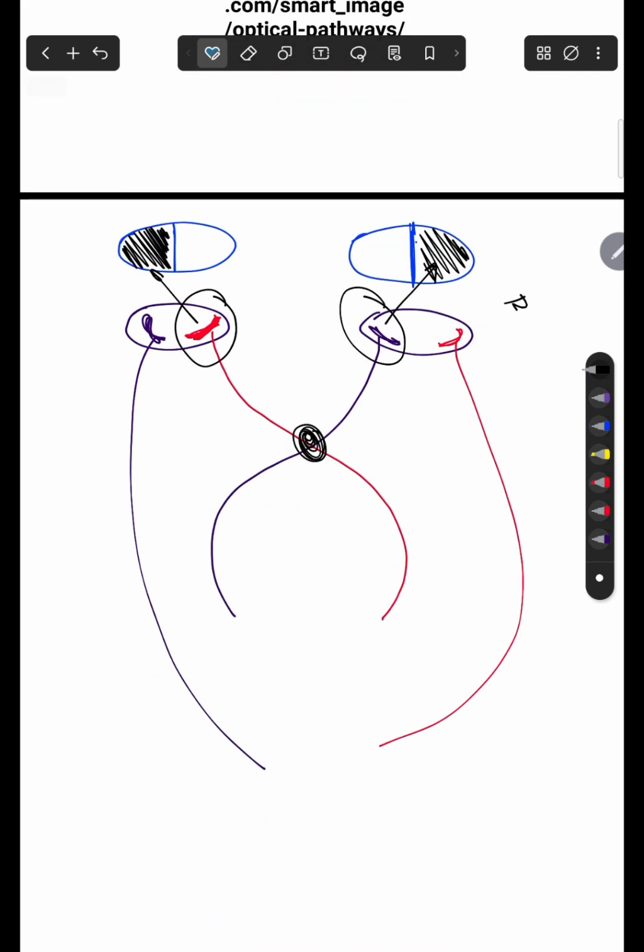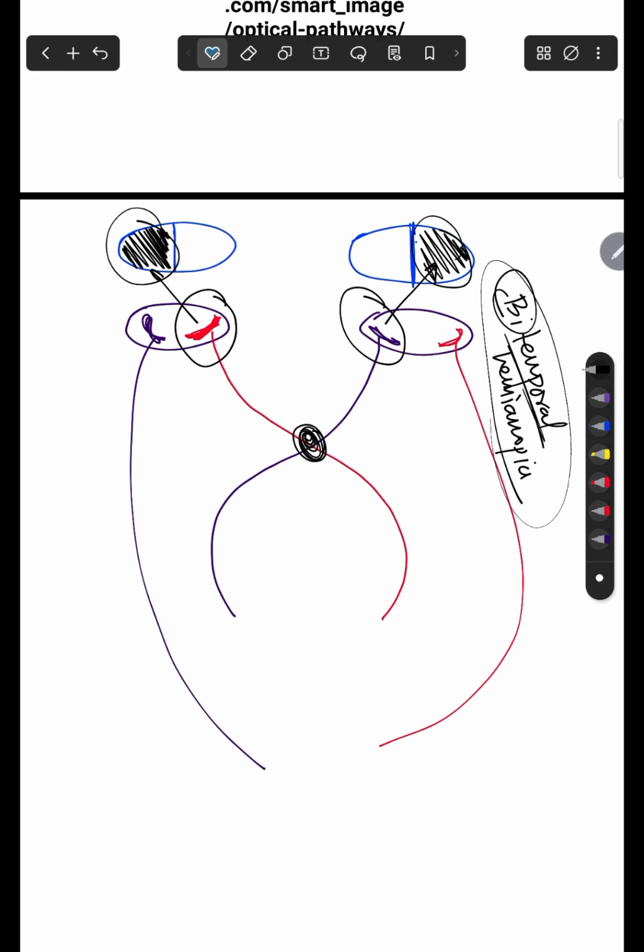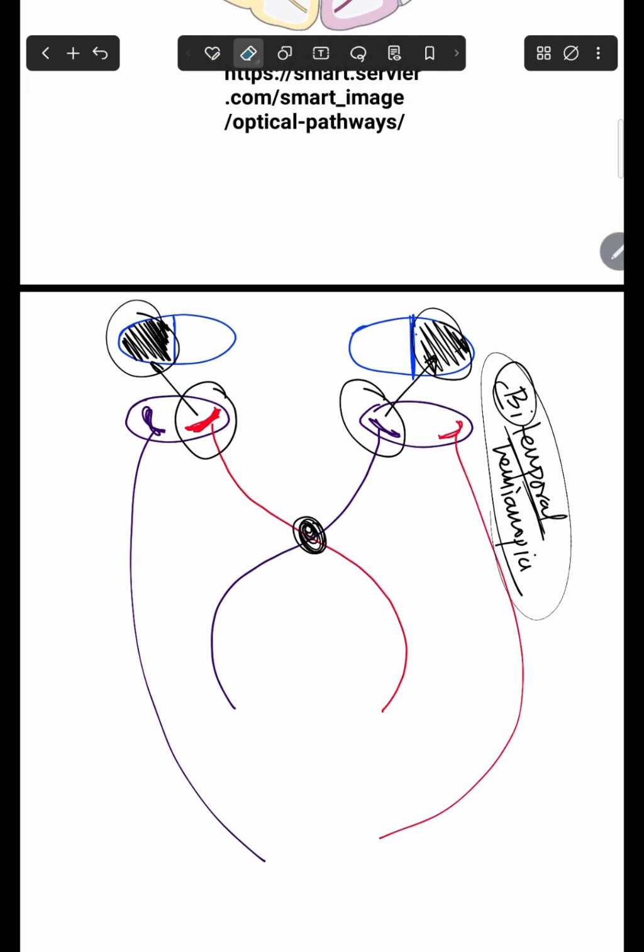This is known as bitemporal hemianopia. That's why the name suggests bitemporal. So both temporal areas is where our vision is lost. This is classic. This is probably the one that you're going to be asked in your exams. All right. Now, the next one.